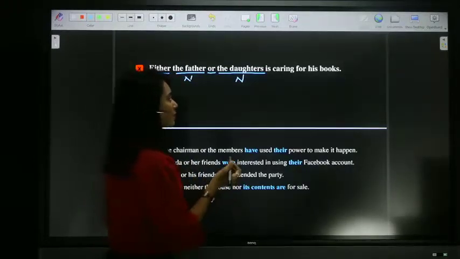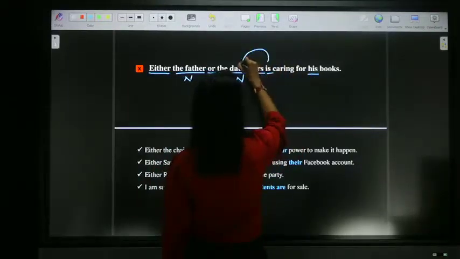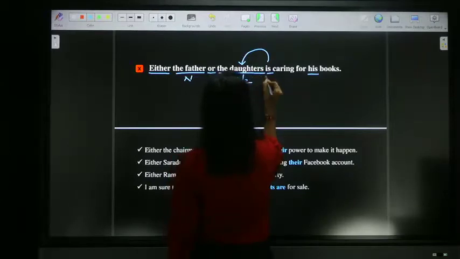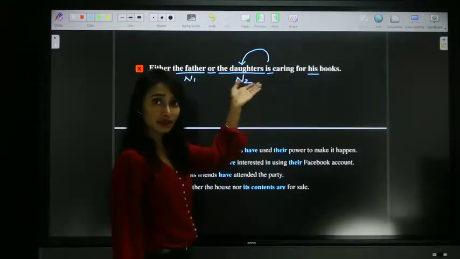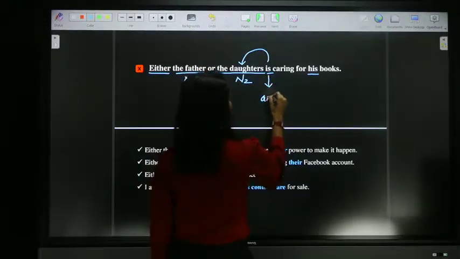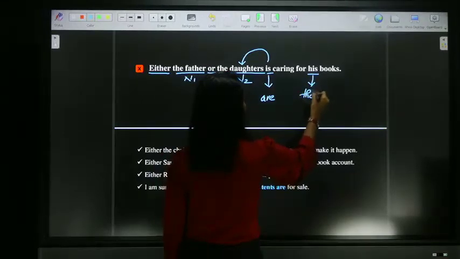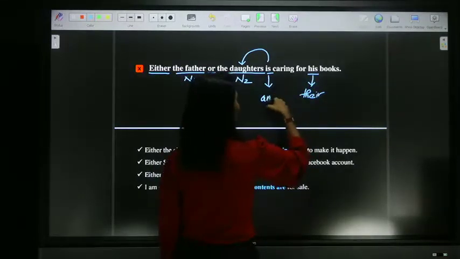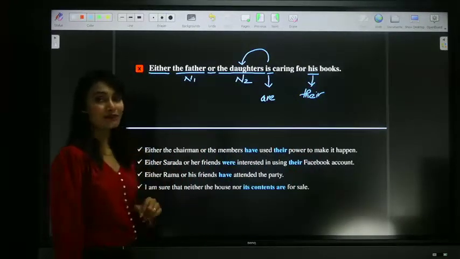According to the principle of proximity, the verb agrees with its nearest noun. Nearest noun is noun 2. Noun 2 is singular or plural? Daughters. It is plural. So require a plural verb and a plural pronoun. So replace is with are, his with their, because principle of proximity.